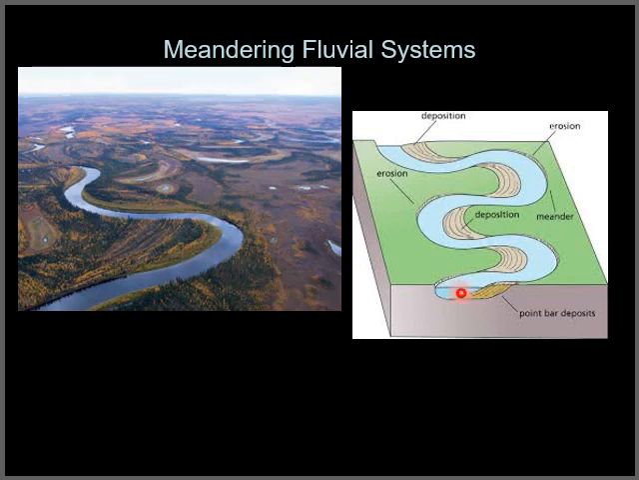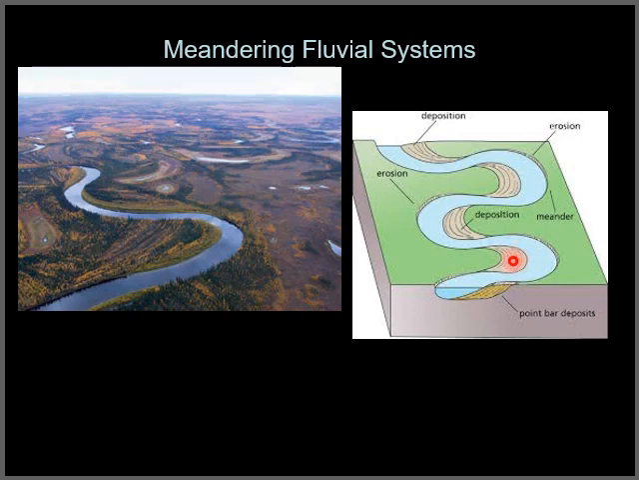Inertial flows are fastest against the outer part of the curve. This outer bank experiences erosion. The inner bank, here, is where the quietest waters accumulate. This deposits sediment in a point bar.